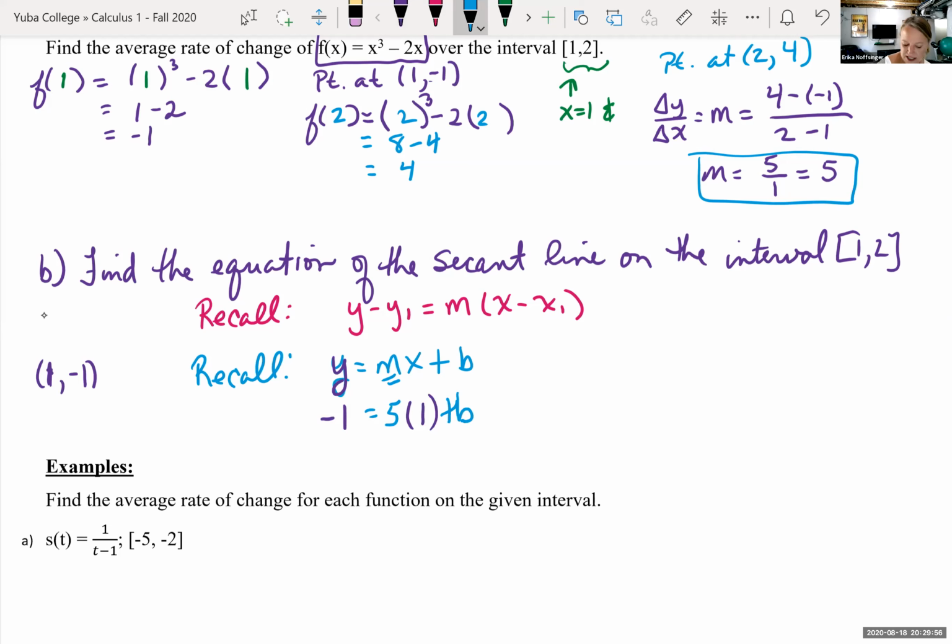So I can solve for b here. So I get -1 equals 5 plus b. Subtract 5 on both sides, you get b is -6.